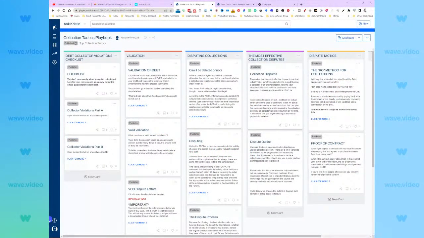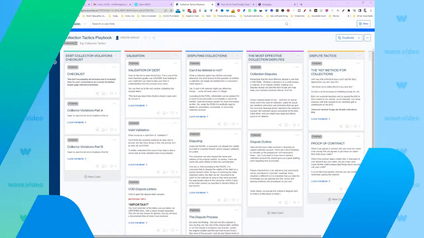Does the validation of that process work? And how can you remove collections and charge-offs and repos and all that kind of stuff in a bag of chips with this process? Well, that's exactly what we're going to go over, because so many people have been asking me how this process works and they just don't understand it. So that is why we're going over this.